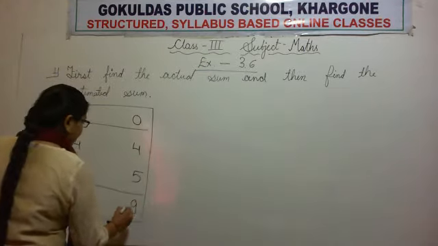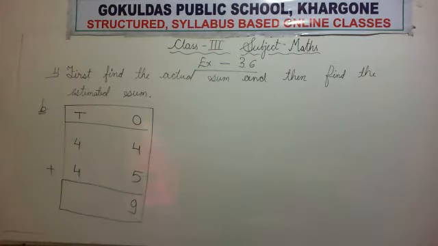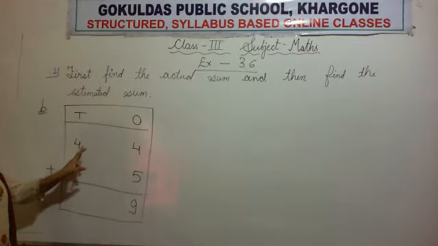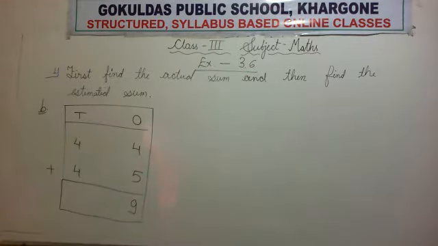Now moving to the tens column. 4 plus 4. First of all, open 4 fingers. Then open 4 more fingers. Now count all the fingers. How many are there? Very good. 8 fingers.